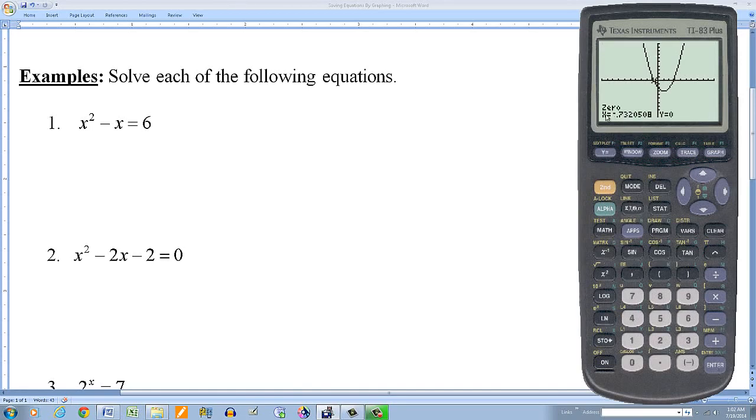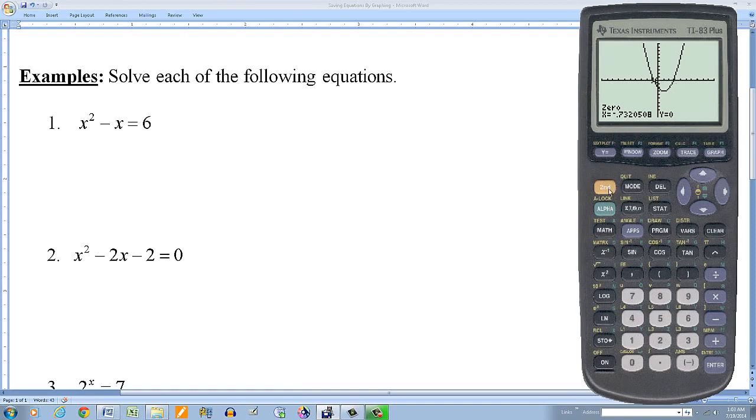And notice here it tells me x is equal to minus 0.73205 and so on. Y equals 0. Okay, so the fact that it tells you y equal to 0 here tells you that this value right here is a 0, which means it's a solution to this equation. So one solution to this equation is, to 3 places, negative 0.732 right here, negative 0.732. Now we need to find the positive 0 over here.